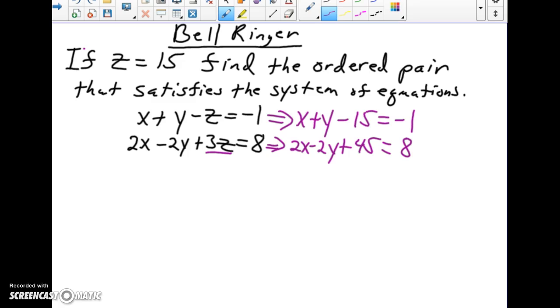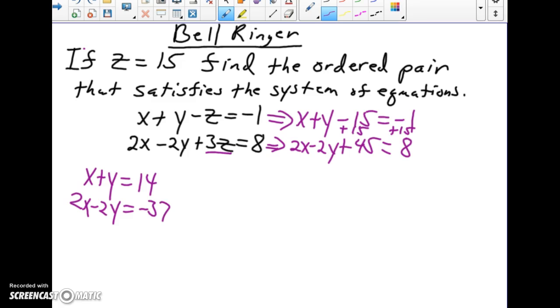All right, now here comes the next thing. So you got that, right? Okay, now, the next thing we're going to do is, oh, hey, why don't we add the 15 over like this and add the 15 over like that, right? Okay, so let's get x plus y equals 14. And let's get 2x minus 2y equals what? Negative 37. Okay, equals negative 37. So how's that? We'll stop there.